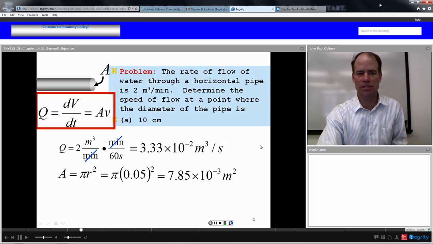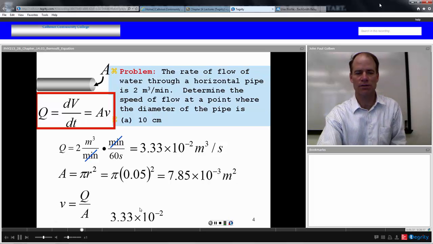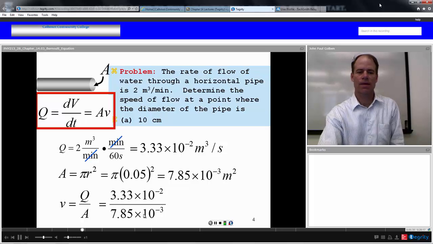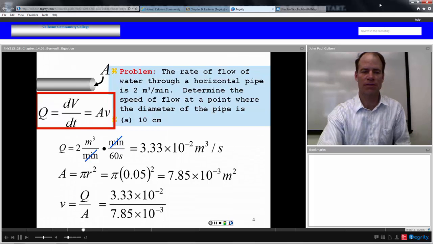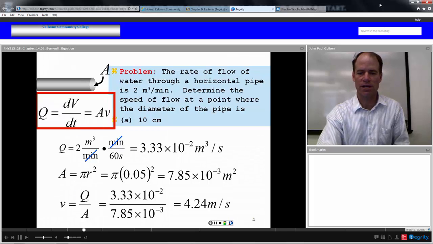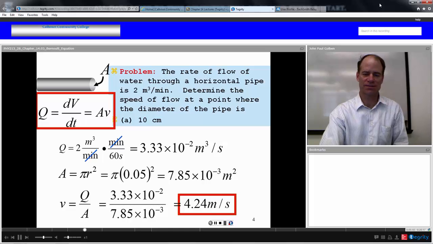Solve this equation for velocity. V will equal Q divided by A. 3.33 times 10^-2 cubic meters per second over 7.85 times 10^-3 square meters gives us a velocity of 4.24 meters per second.